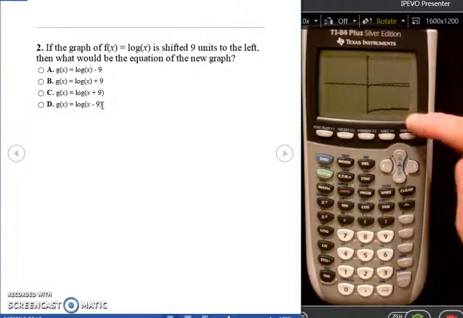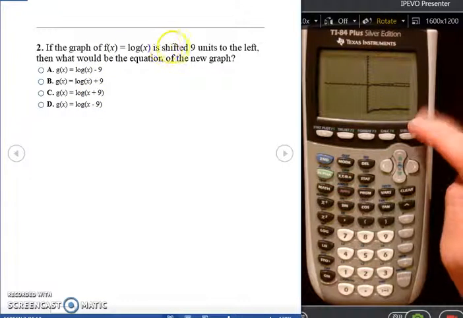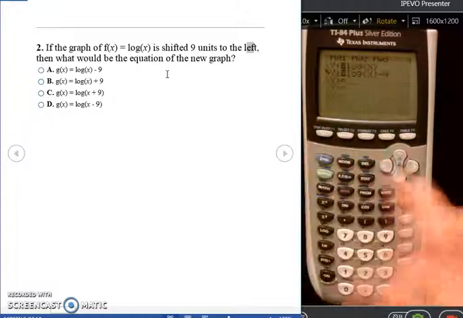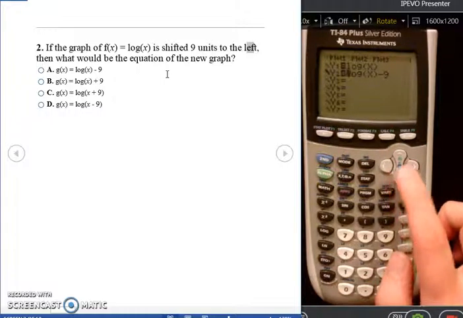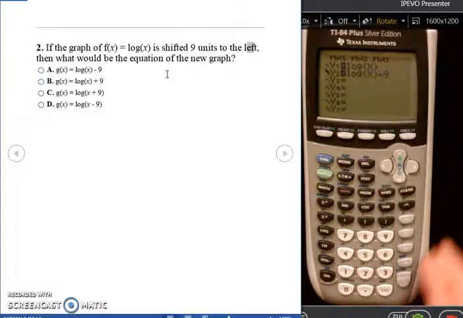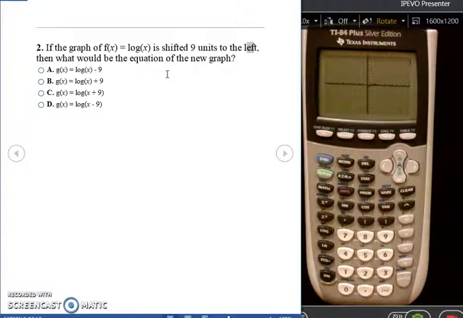From skinny to thick, that graph was pushed down. And so here it's asking for left, not down, so it's not going to be choice A. So I'm just going to go back to y equals and try choice B. Choice B just has a +9 instead of a -9, so I'm just going to type a plus over the minus and graph that and see what that looks like.